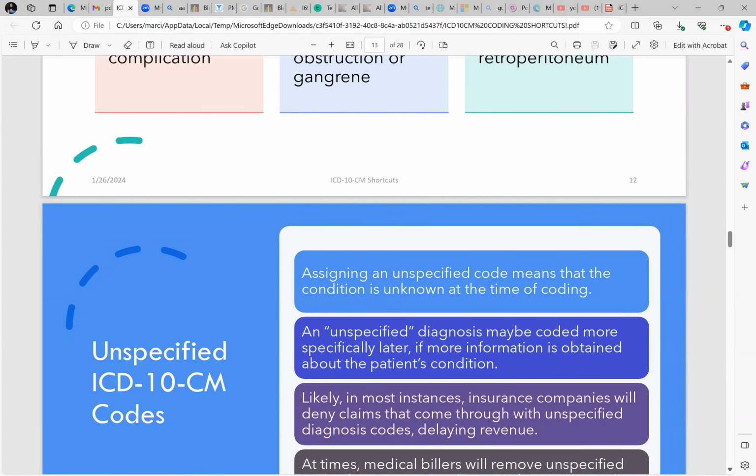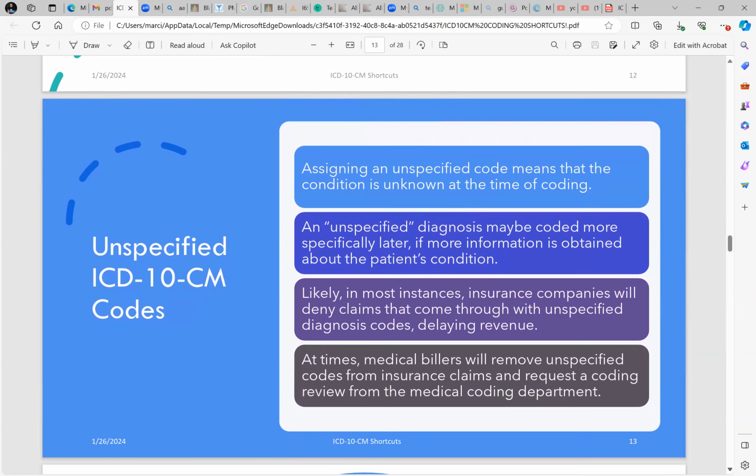Unspecified ICD-10 codes. Assigning an unspecified code means that the condition is unknown at the time of coding. Of course, we only go with what the provider has documented. If it's not documented, it's not reported. We cannot assume that they're talking about the left eye or the right eye or the left breast or whatever. It has to be written in the documentation for us to code it.